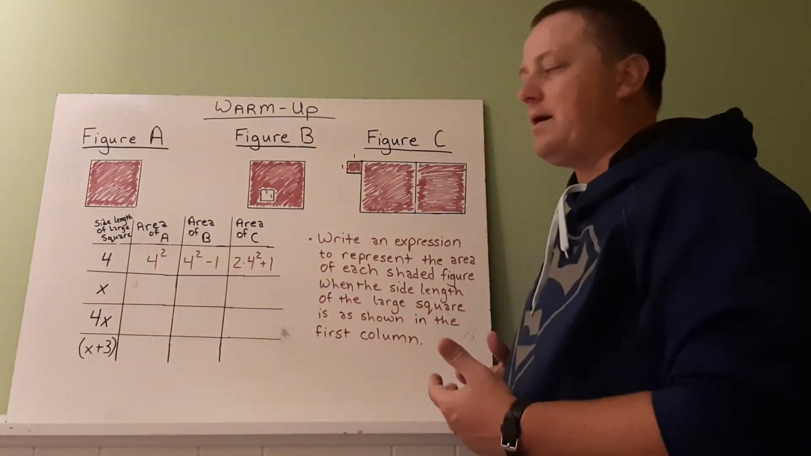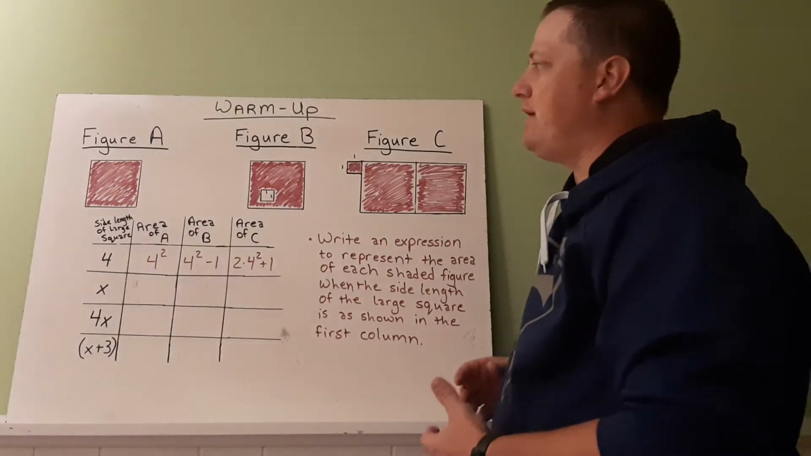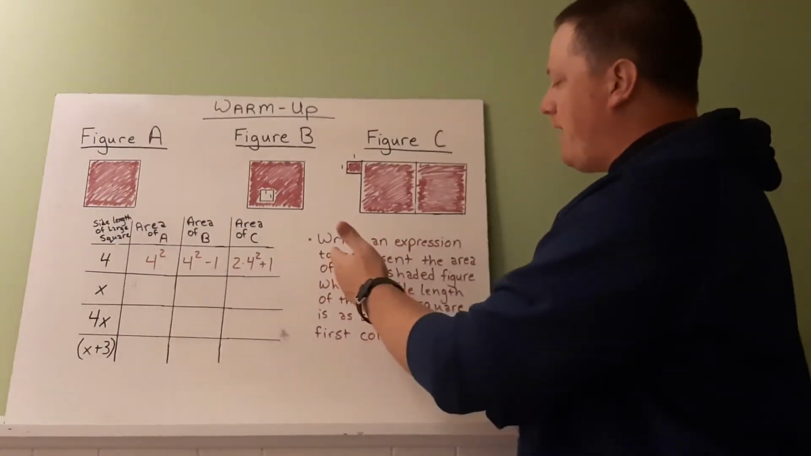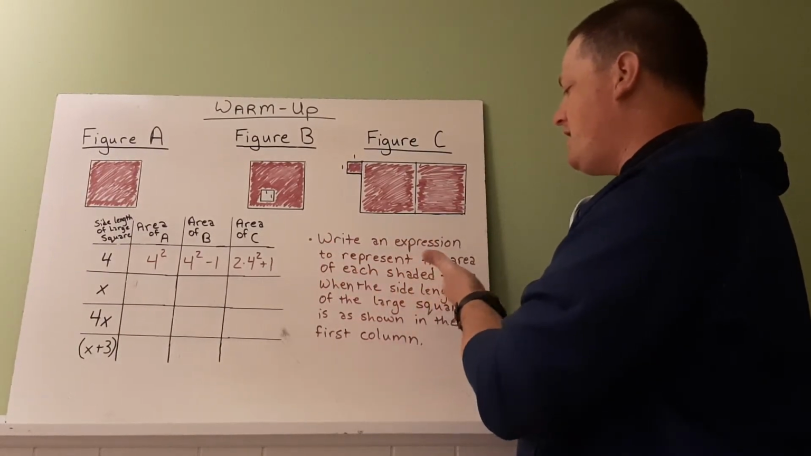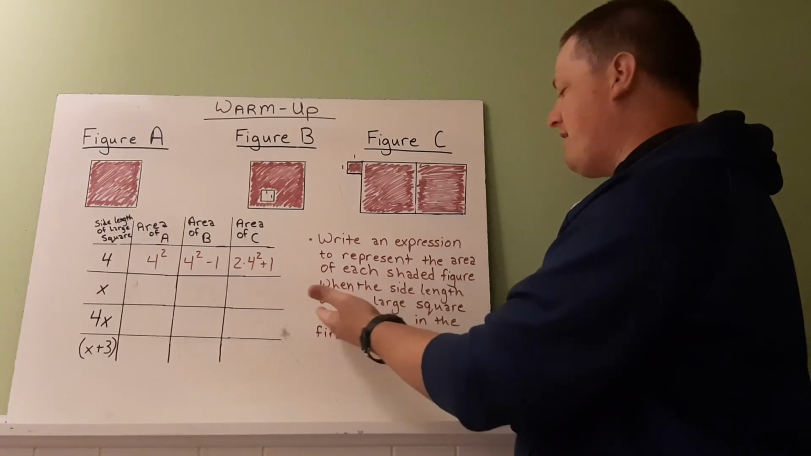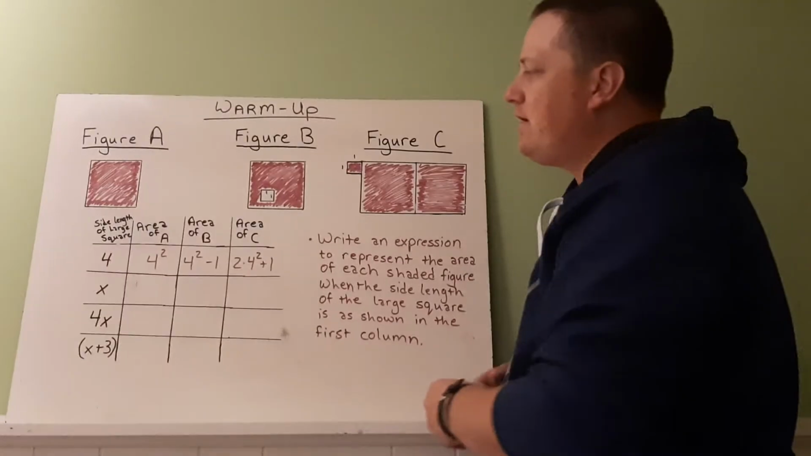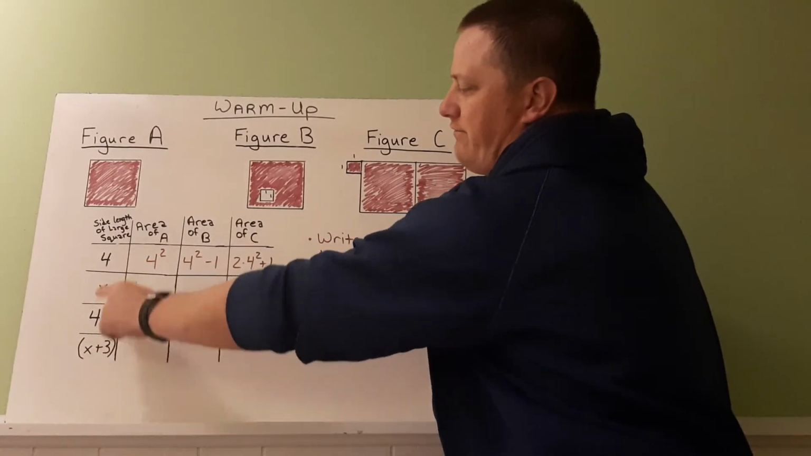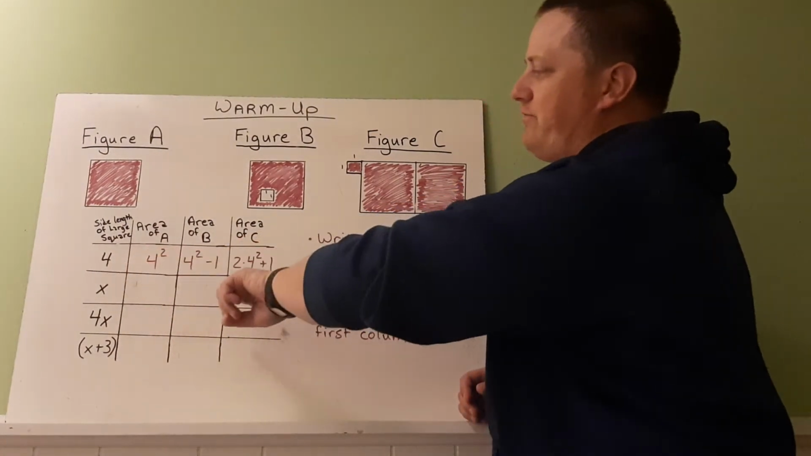All right, your warm-up, which I've given a little bit of help with, is we want to look at figure A, figure B, and figure C. And we want to write an expression to represent the area of each shaded figure when the side length of the large square is as shown in the first column. So make this table. We have these 4 possibilities, and then I've done the first one for you.